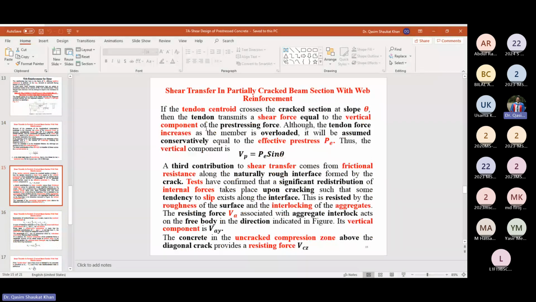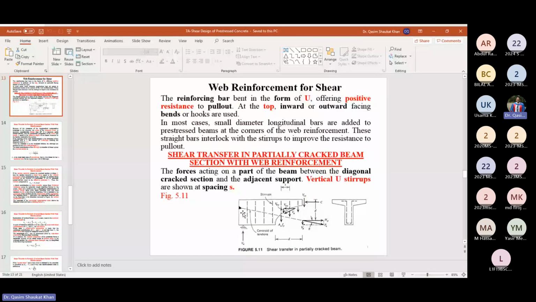Okay. Fine. Now, next is the tendon centroid crosses the crack section at slope theta. Now, if you see this, this is your tendons. This is an example of the tendon with variable eccentricity. So you can see the tendon crosses the section at an angle theta. Pe is the effective pre-stress.